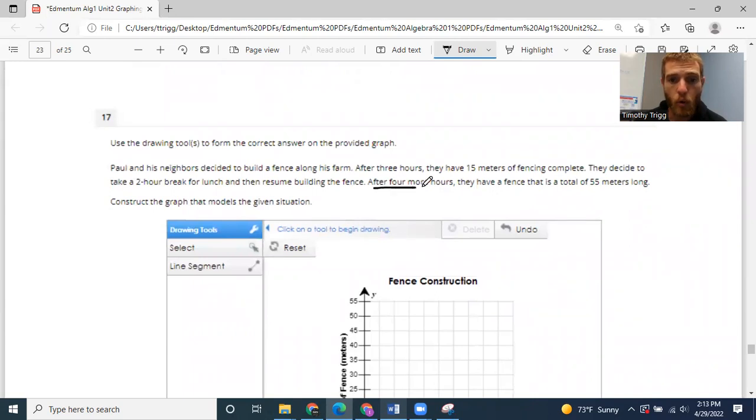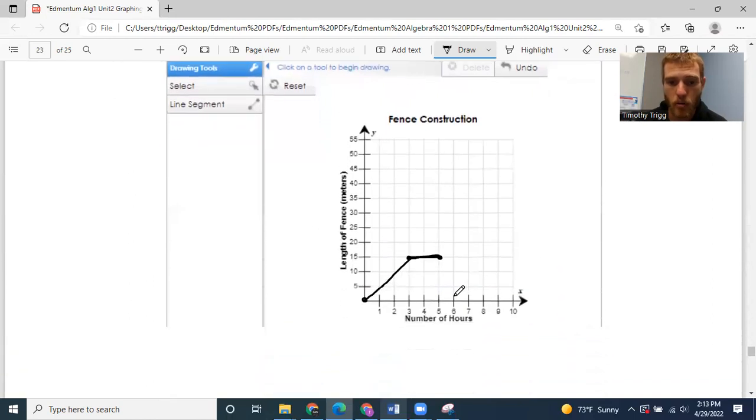After 4 more hours, they have a fence that's 55 meters long. Okay, so after 4 more hours, so from hour 5, we want to go 4 more hours over. 6, 7, 8, 9. And then at 9 hours, they have a fence that's 55 meters long. So all the way up here. So make a segment connecting that.